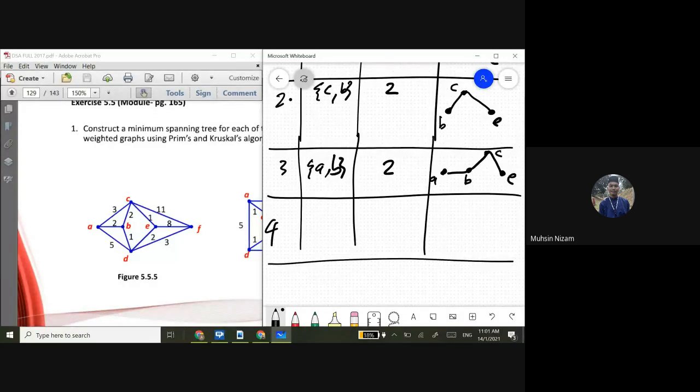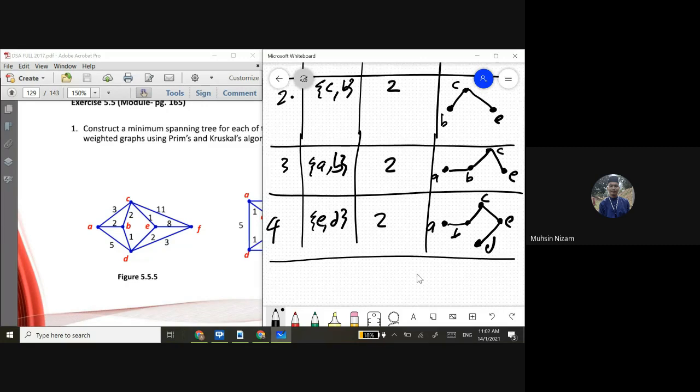For the fourth iteration, A, B, C, E. I look at the one that is the smallest, which is ED. The weight is 2. A, B, C, E, D.